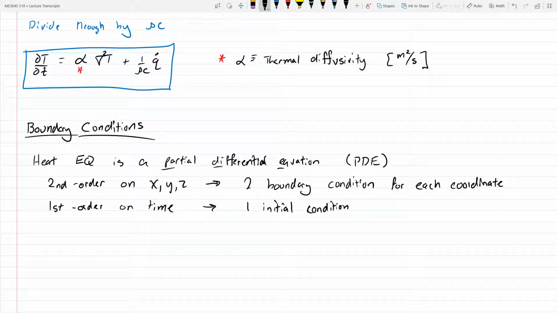For certainly the next chapter, we're going to be limiting ourselves to steady state conduction, which means that partial T partial t, that time rate of change of temperature, is going to go to 0, which gets rid of this first order time term and gets rid of our requirement for initial conditions. So we'll tackle this initial conditions thing, I think in chapter 4 or 5, when we get into transient conduction.